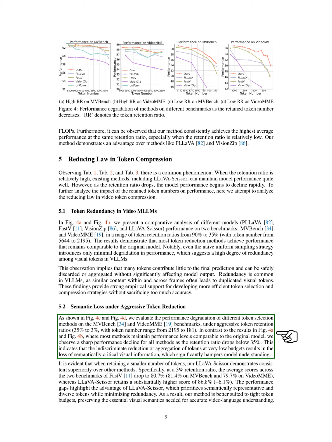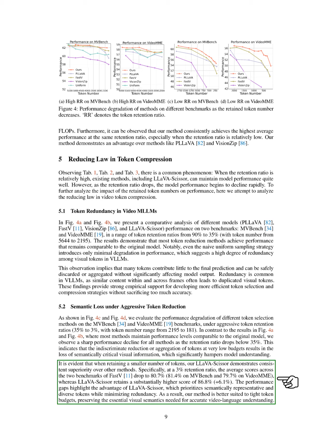Notably, our LLaVA-Scissor shows consistent superiority, especially at a 3% retention ratio, where it retains a higher average score compared to FastV. This highlights our method's ability to prioritize semantically important and diverse tokens while reducing redundancy, making it more effective for tight token budgets and preserving essential visual semantics for accurate video language understanding.